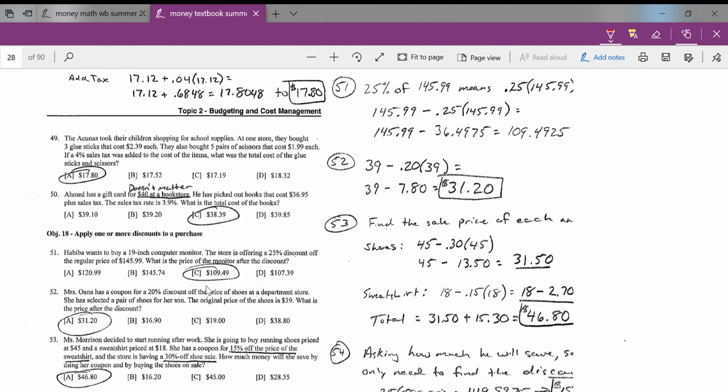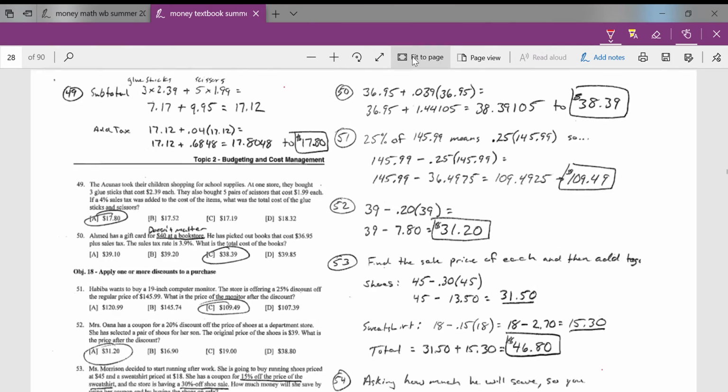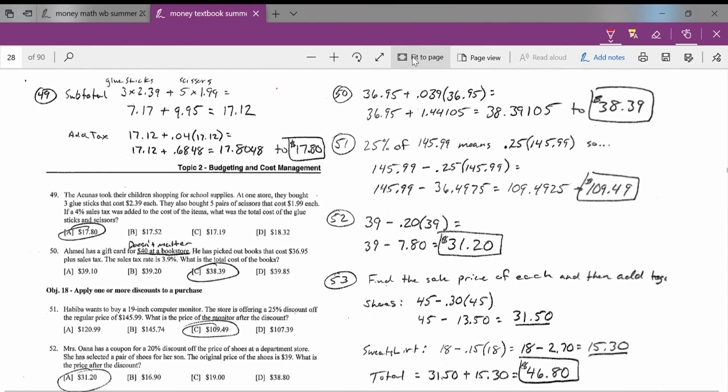If you've already done objectives 16 and 17, 18 and 19 are going to be very similar. They're going to use things from 16 and 17, but sometimes there are more steps involved. So let's get started. Problem number 51, we'll read it here, the work's up here.